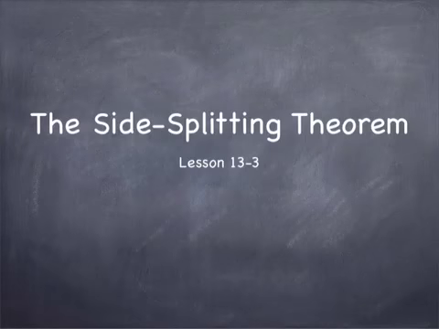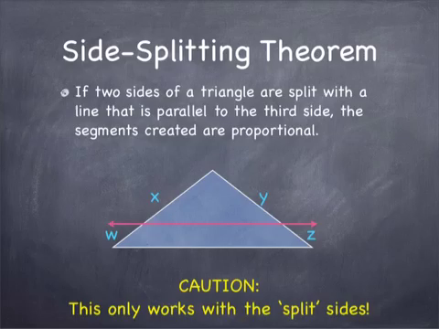So today we are talking about the side-splitting theorem, and this follows pretty directly from what we've been talking about with similar triangles. Here's what the side-splitting theorem says. If two sides of a triangle are split with a line that is parallel to the third side, the segments created are proportional.